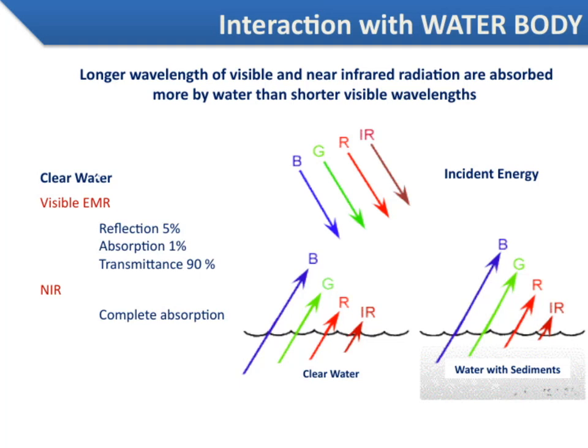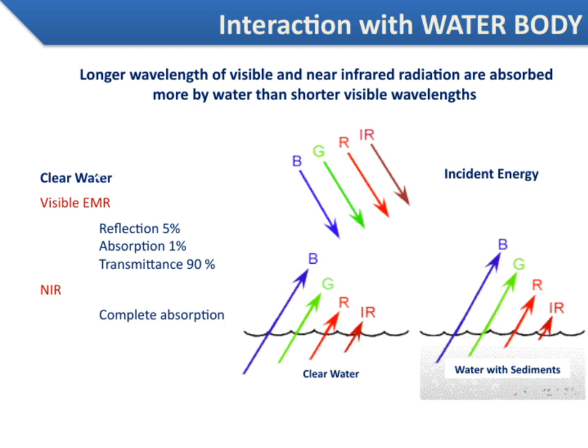When we look at interaction with a water body, one of the key things to notice is the clarity of the water. Clear water allows us to see more deeply, and this visibility is largely due to how water interacts with electromagnetic radiation. In the visible spectrum, water reflects about 5% of the incoming light, which means a small portion bounces off the surface. About 1% is absorbed by the water, so it doesn't make it through, and roughly 90% of the visible light actually transmits through, allowing us to see beneath the surface.